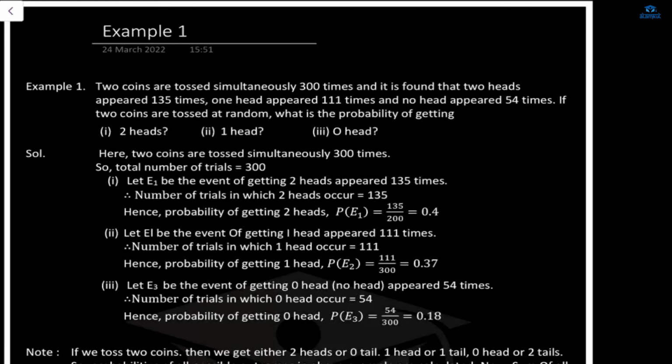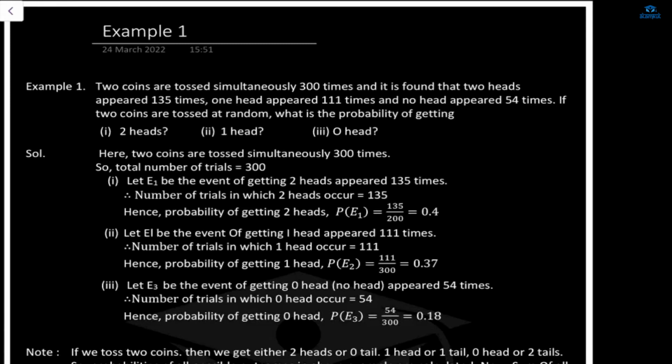Okay. So example 1: two coins are tossed simultaneously. Okay, so we are tossing two coins simultaneously. एक साथ हम दो coin को toss कर रहे हैं. Okay, simultaneously 300 times. So we are tossing the coin 300 times, and it is found that two heads appeared 135 times. मतलब both the time means on both the coins head is there 135 times. Okay, and one head appeared 101 times. One head has appeared 101 times and no head appeared 54 times.